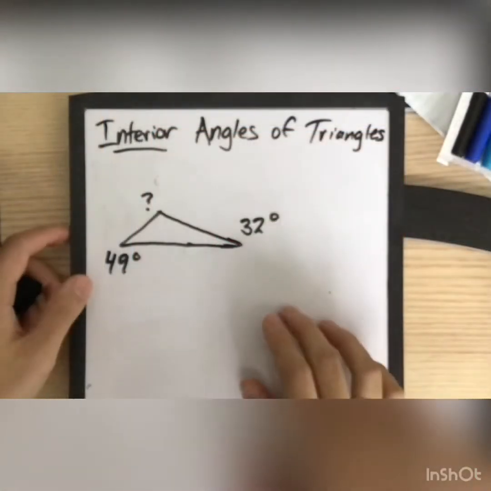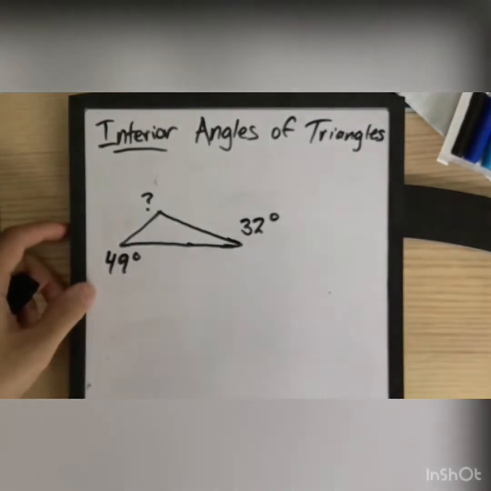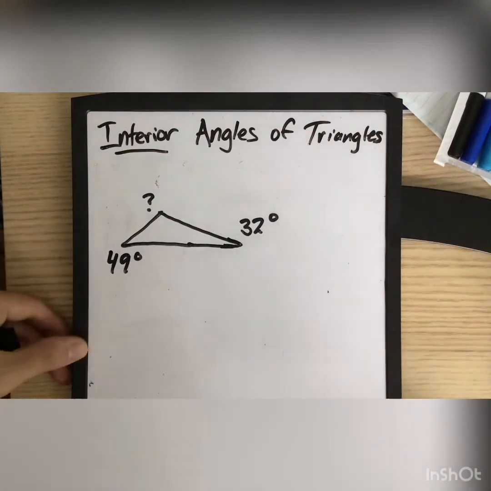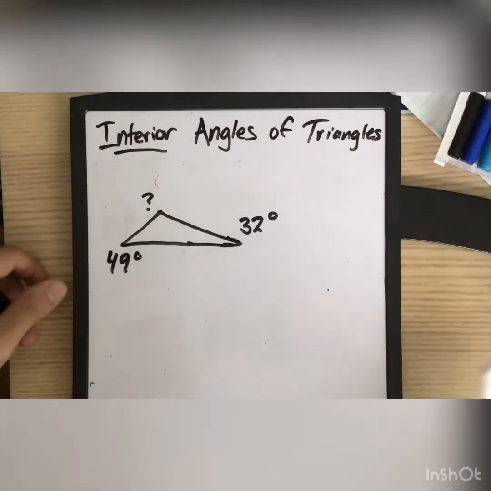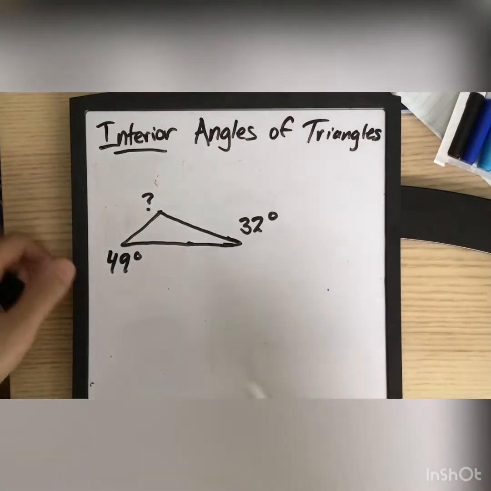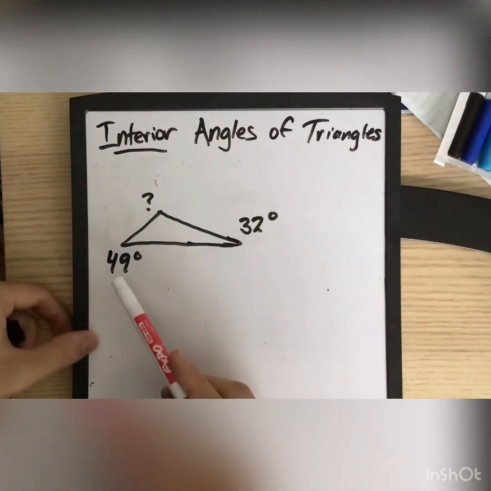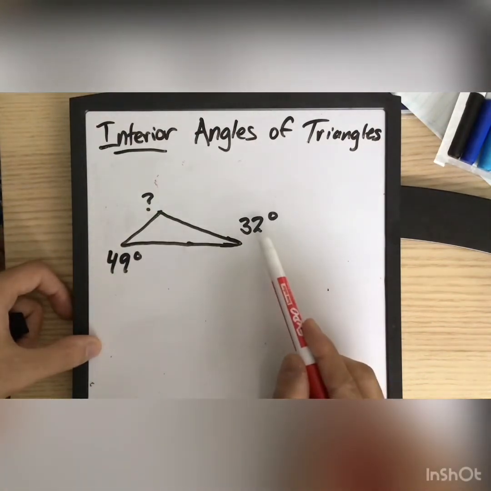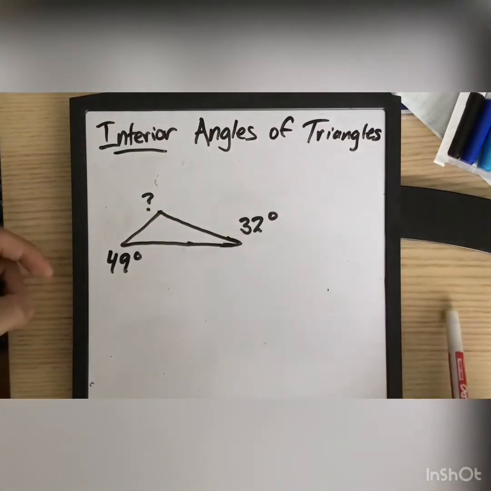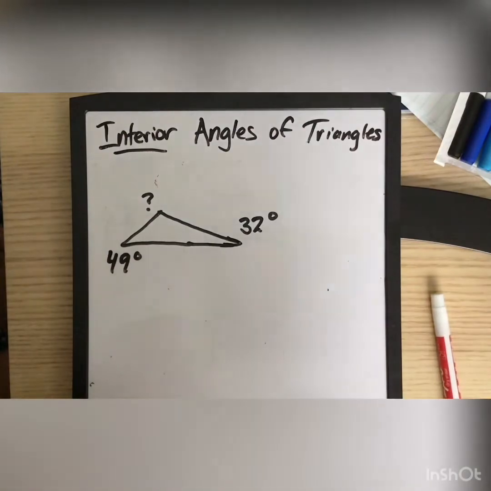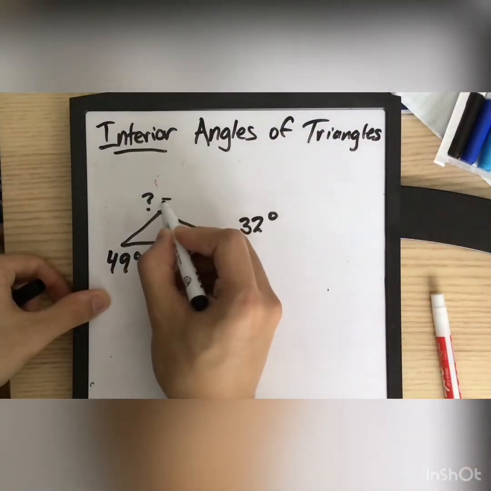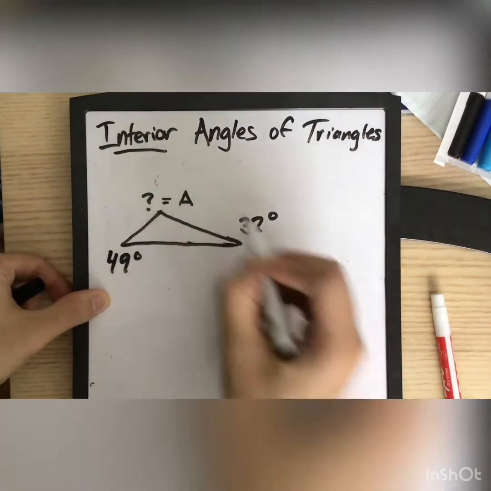Because we know that all of the interior angles of a triangle equal 180 degrees, we can use algebra to solve for an unknown angle. Let me show you. In this case here, we have a triangle with 2 angles that we know of. We have one angle right here that's 49 degrees. We have another angle here that's 32 degrees, and another angle that is unknown. Because we don't know this angle, I'm going to assign this a letter. I'll assign this the unknown variable A.